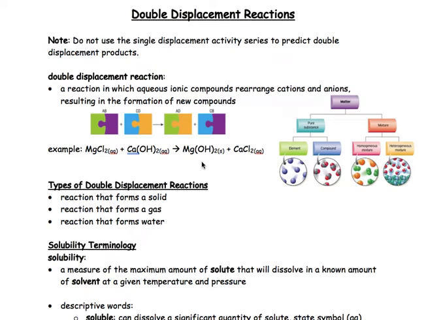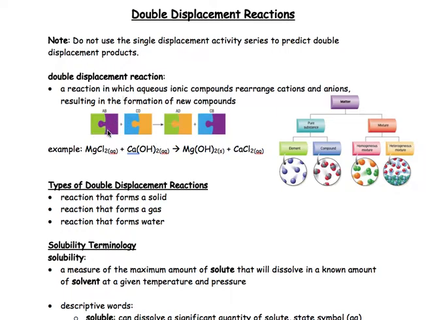Okay, welcome to the double displacement reaction lesson. So far, we've covered a few different types of reactions. In general, we've looked at synthesis, decomposition, and combustion reactions. We've also studied the single displacement reactions in more detail last day. We're going to move into the double displacement reactions, so you should know how to identify them.